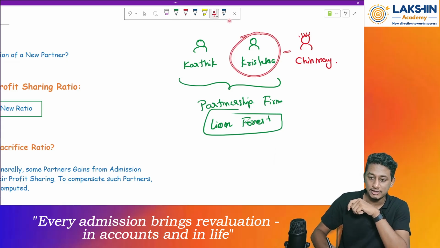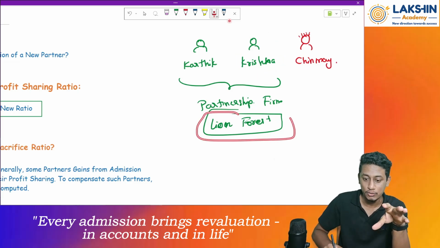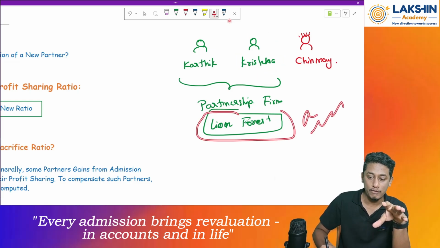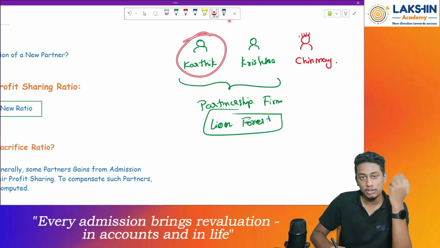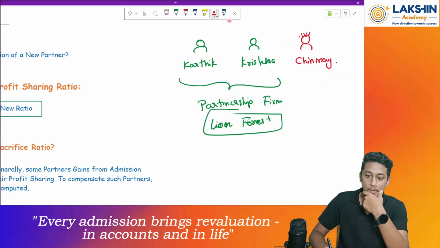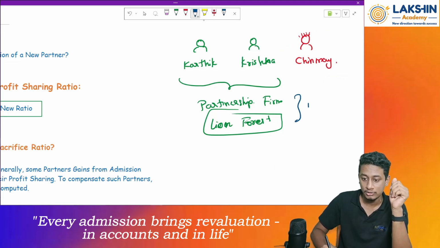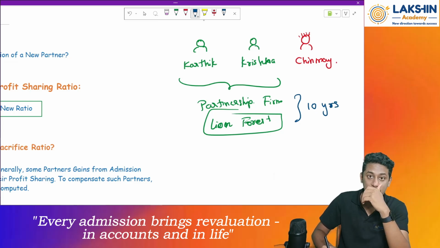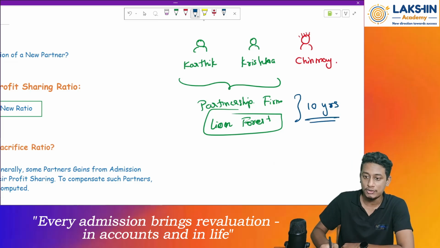Now Krishna says that I want to admit Chinmay into my firm because he has some skills that might be required to grow our business more. He has some skills that we need. Karthik says okay, no issues, we can admit Chinmay into our partnership firm. But the thing is, our Lion Forest partnership firm has been in existence for around 10 years now. Now, Chinmay wants to come in.